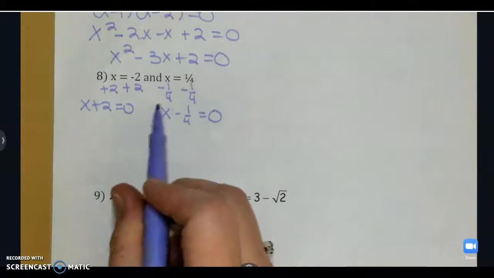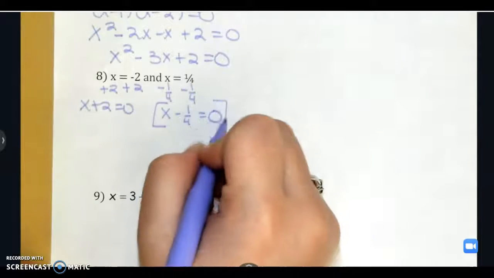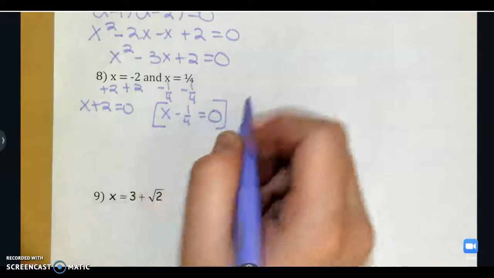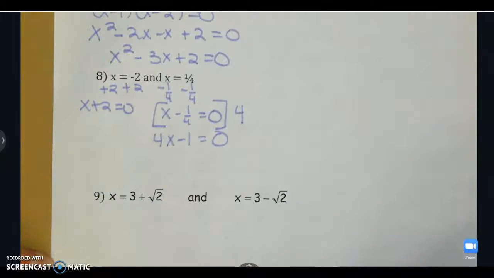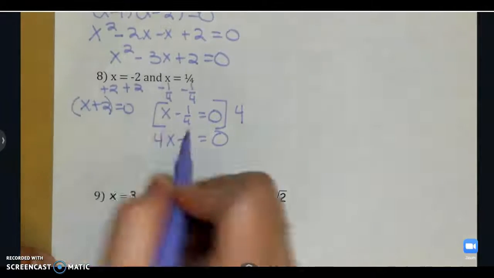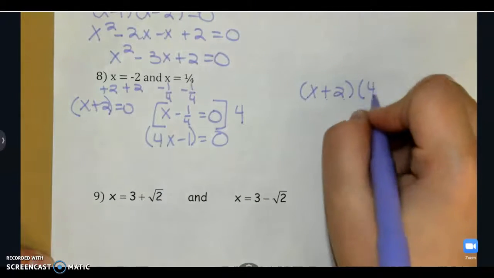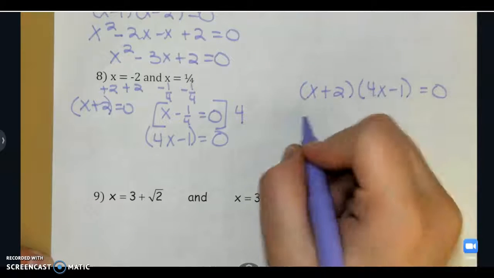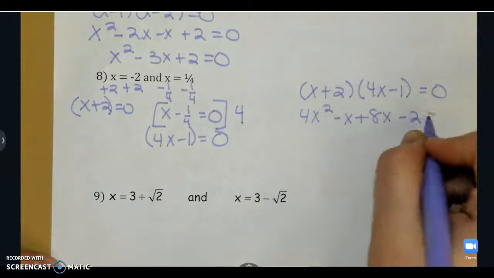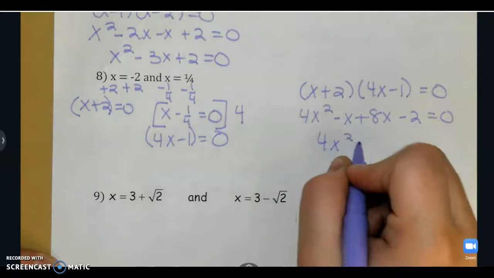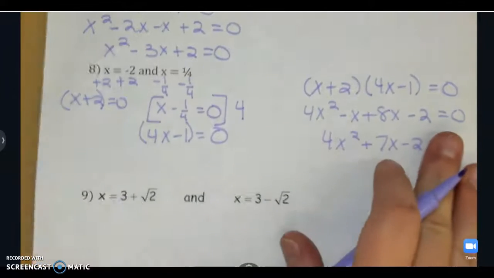Now, we don't like having fractions inside of our parentheses when we have factored, so we want to make this a whole number. So if I multiply my entire equation by 4, that fraction becomes a whole number. So here's what's going to be inside my 2 parentheses. x plus 2 times 4x minus 1. And then I FOIL. And combine my middle terms. And there's my answer. Okay, last one.